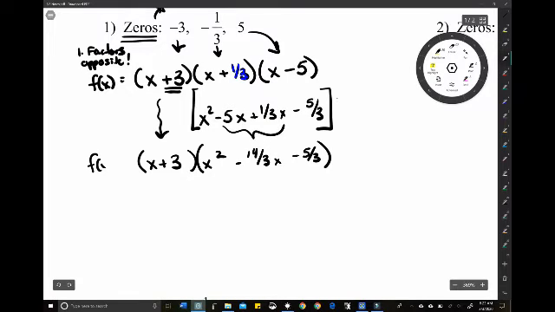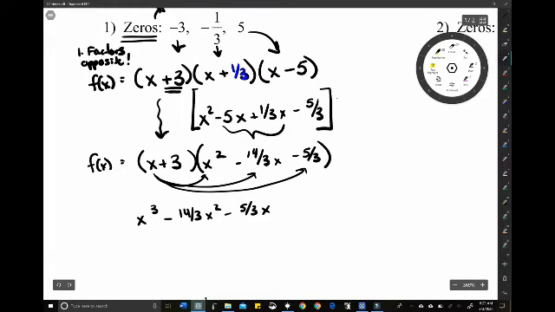So we still have f of x out front, and you can use any letter for your function, and it's just going to be multiplication again. So x to the third minus 14/3 x squared minus 5/3 x, and then 3x squared minus, so 3 times 14/3. It's going to be minus 14, of course, because 3 and 3 cancel. And then minus 5. Because 3 and 3 would cancel again.